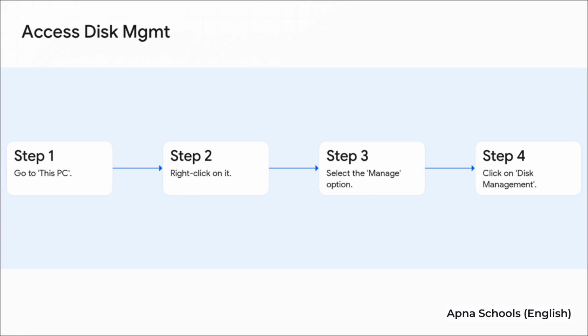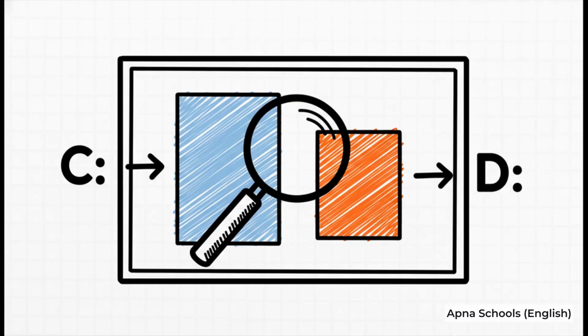Easy, right? Okay, once you're in Disk Management, you'll see this, kind of like a map of all your hard drives. In our case, you can see we've got our main C drive and another one, a D drive. This right here, this is our canvas. And we're about to become digital architects and carve out some brand new real estate.